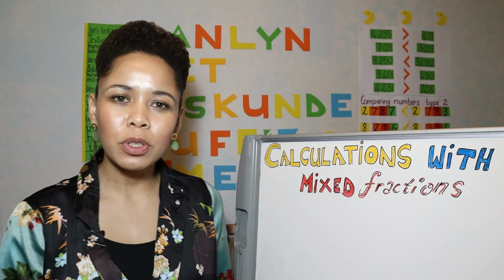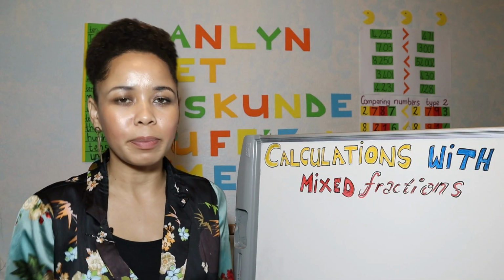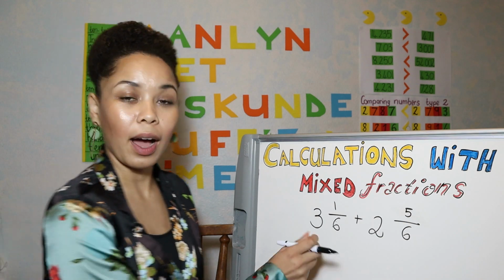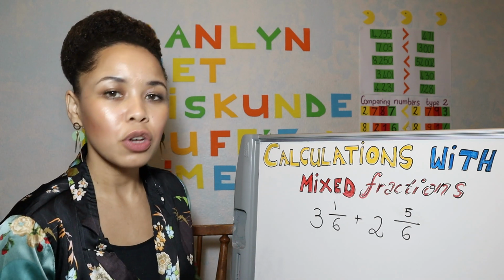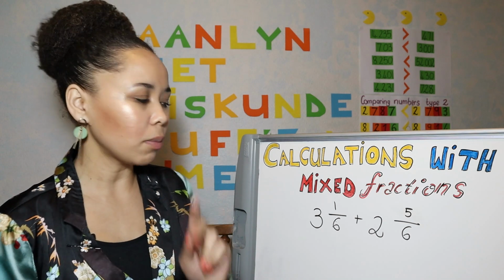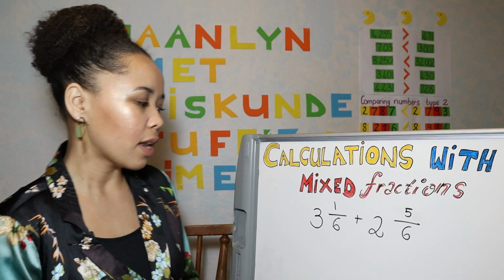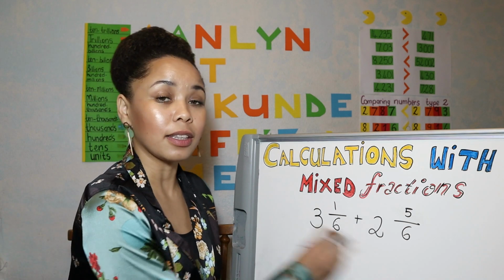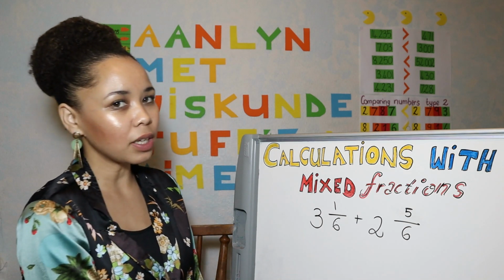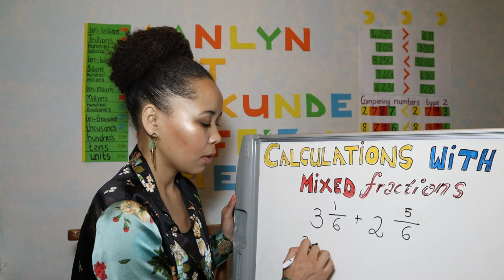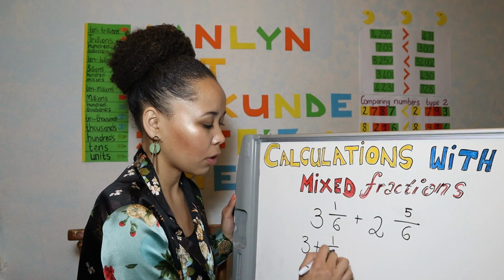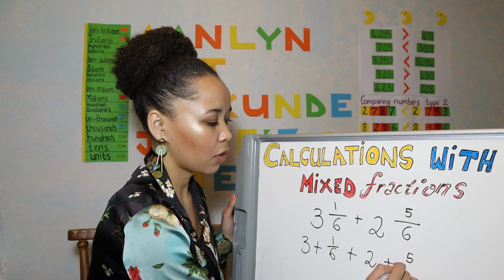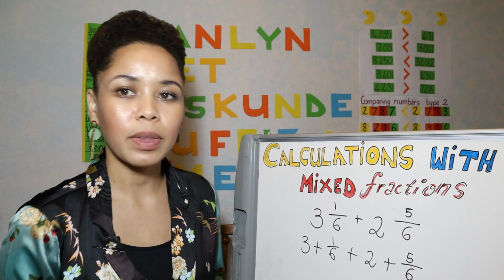Okay, so before we start, it's important that you know what a mixed fraction consists of, as I said. Okay, so if I look at the sum on the board now, I have a sum where I'm calculating two mixed fractions, and what I'm doing is I'm adding these two. Now, it's important for you to first understand that I could actually write these two separately. I can actually write it as 3 plus a sixth plus 2 plus 5 sixths.